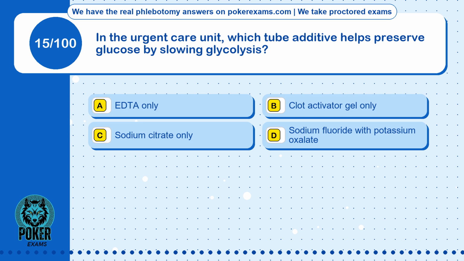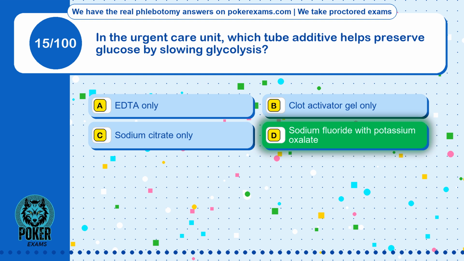Question 15. In the urgent care unit, which tube additive helps preserve glucose by slowing glycolysis? Option A, EDTA only. Option B, clot activator gel only. Option C, sodium citrate only. Option D, sodium fluoride with potassium oxalate.